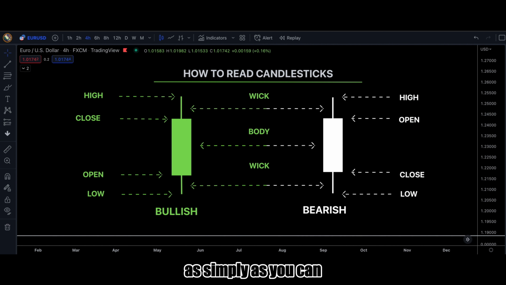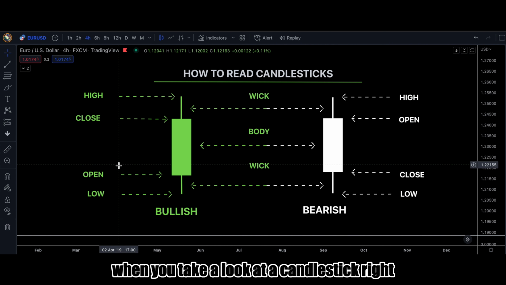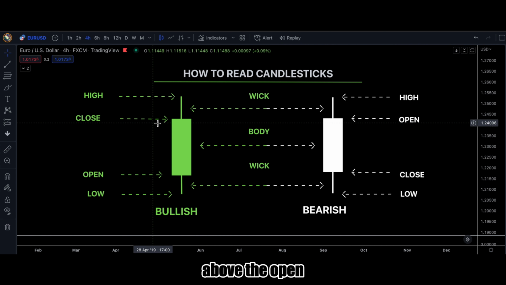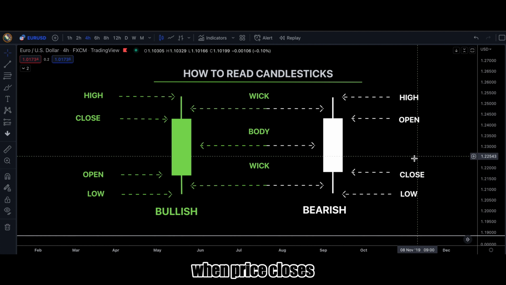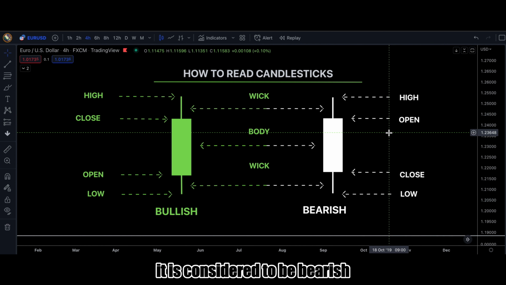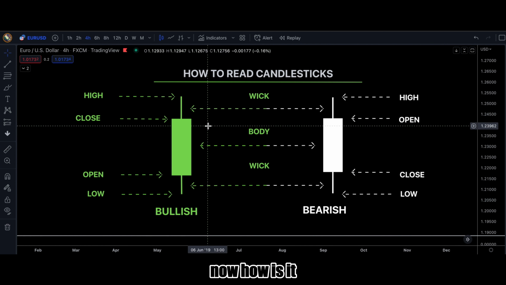Now, to put this as simply as you can, when you take a look at a candlestick, right, when price closes above the open, it is considered to be bullish. When price closes below the open, it is considered to be bearish. Now, how is it that this would work, right?